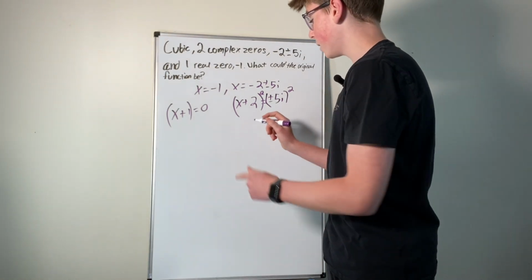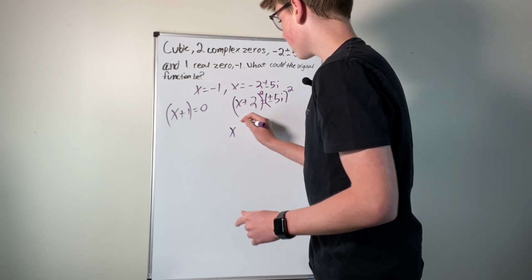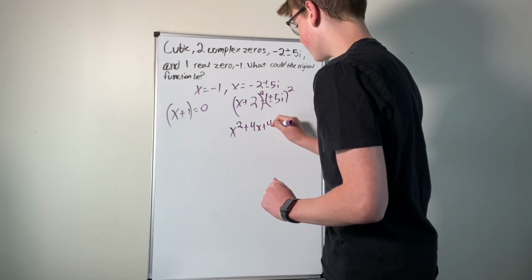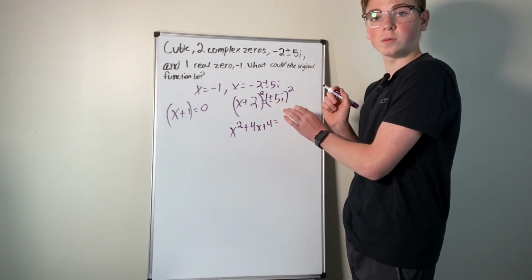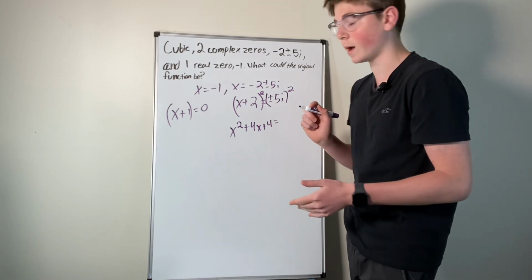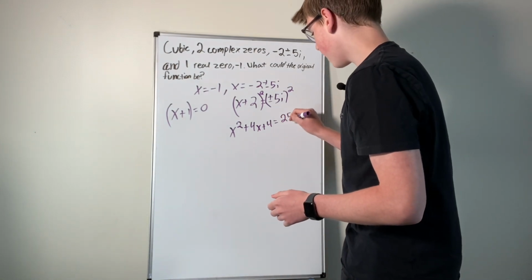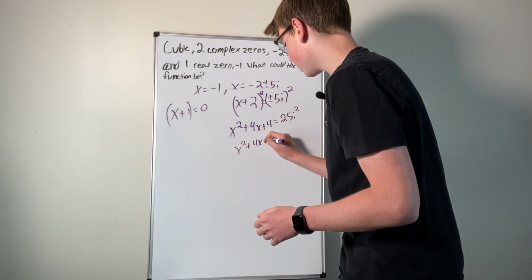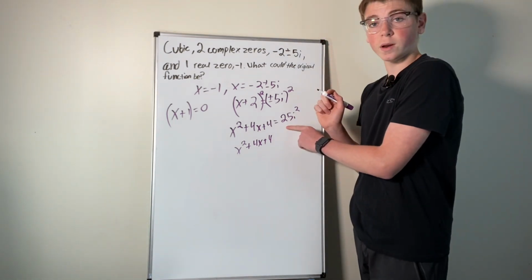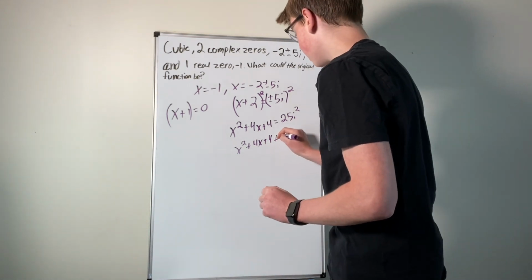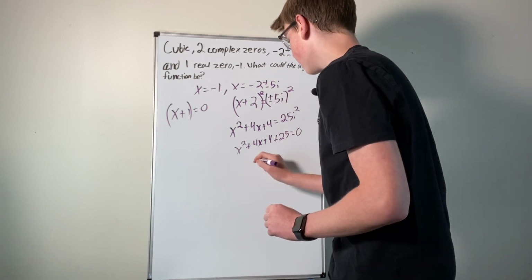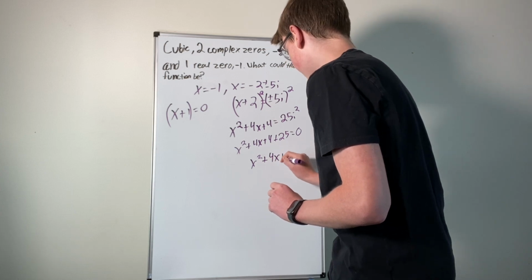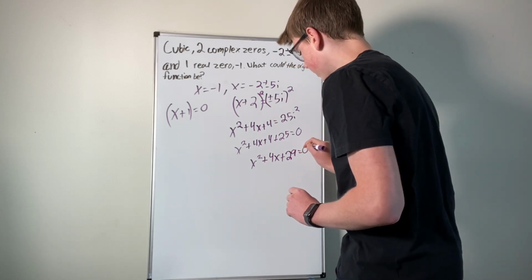So x plus 2 squared, let's just expand that, will be x squared plus 4x plus 4 equals, this plus or minus goes away because -5 squared is still 25. So it is 25i squared, which is really a -25, so we're going to add 25 to both sides. And then x squared plus 4x plus 29 equals 0.